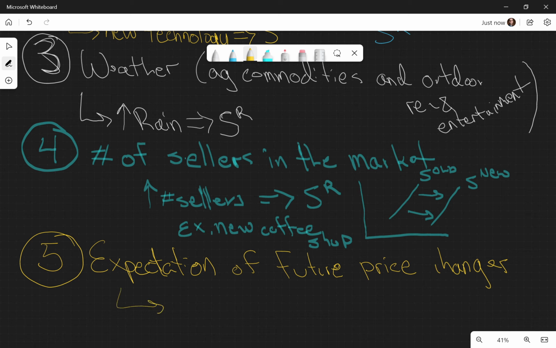If you have an expectation that the price is going to go down in the future, what are you going to want to do? You're going to want to shift your supply to the right and sell as much of that good as you can right now. So if you expect the price to go down in the future, you're going to have a shift in your supply to the right today.